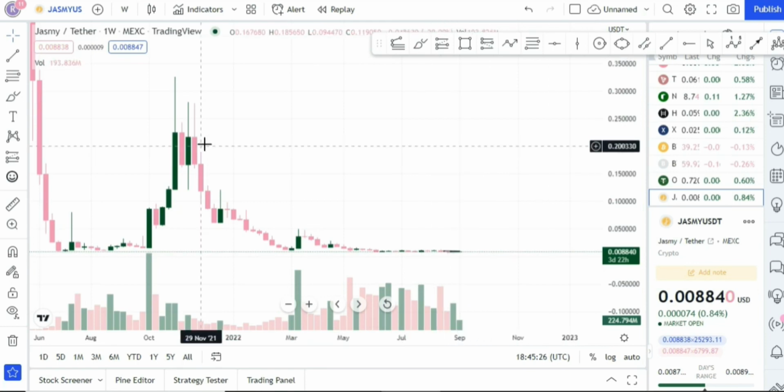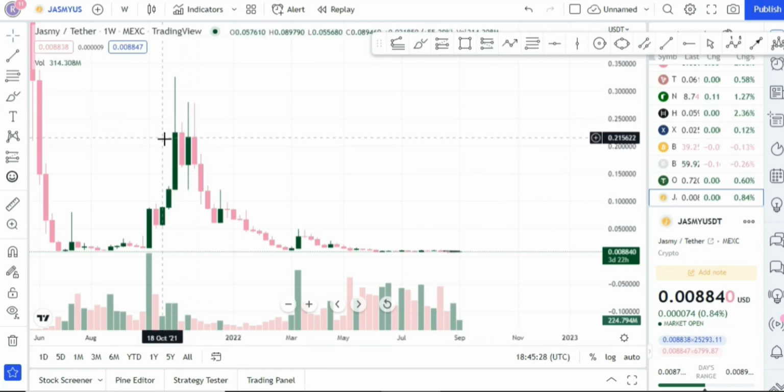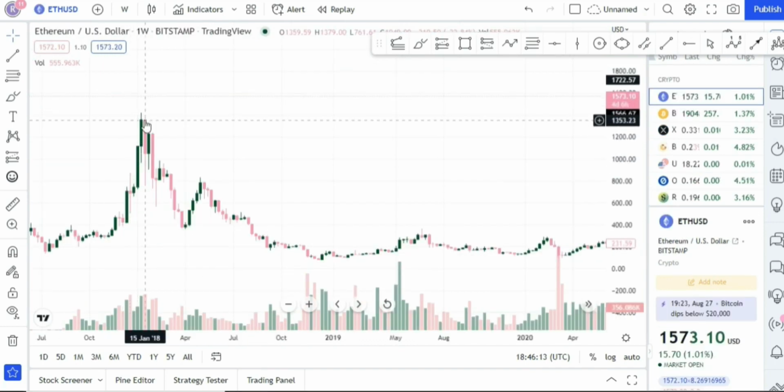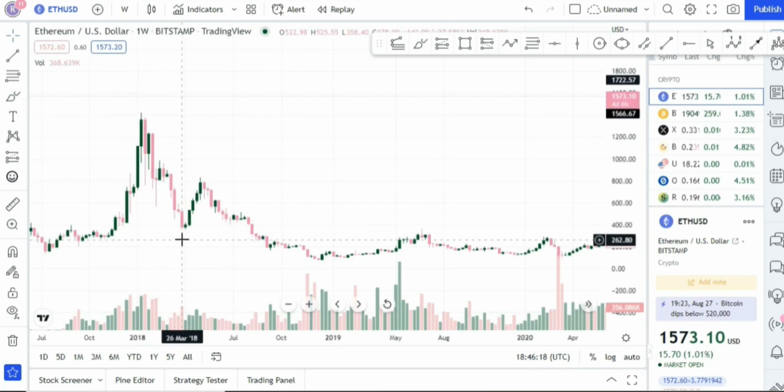I feel like the risk to reward ratio on the JASMY price chart is way too good than most people think, right? Moving on to the next example, here's the Ethereum price chart in the same time period, where you have this crash right here, the same manner we crash with the JASMY price chart, and then you have this hump right here.